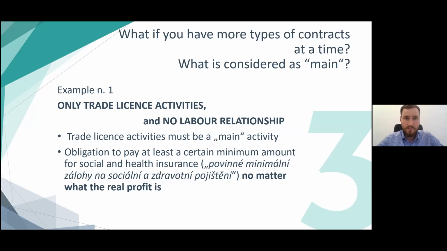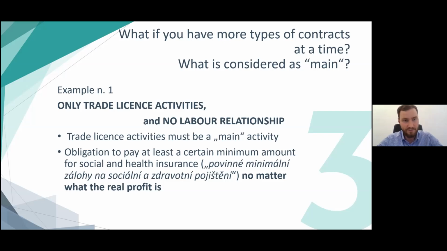So I was asked to do a few examples. What if you have more types of contracts at a time, and what is considered as main? There are three examples. If you have only trade license activities, so you're the OSVČ or the businessman, you have no labor relationship. In this case, the trade license activity must be called a main activity. So there's an obligation for you to pay at least a certain minimum amount for social and health insurance. It's called povinné minimální zálohy na sociální a zdravotní pojištění, no matter what the real profit is.